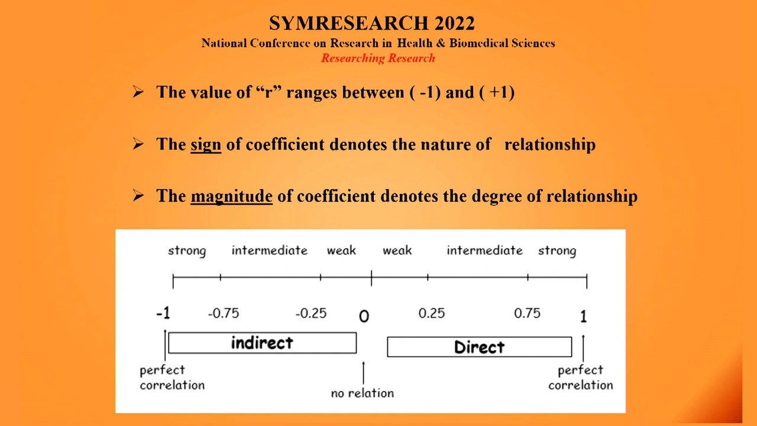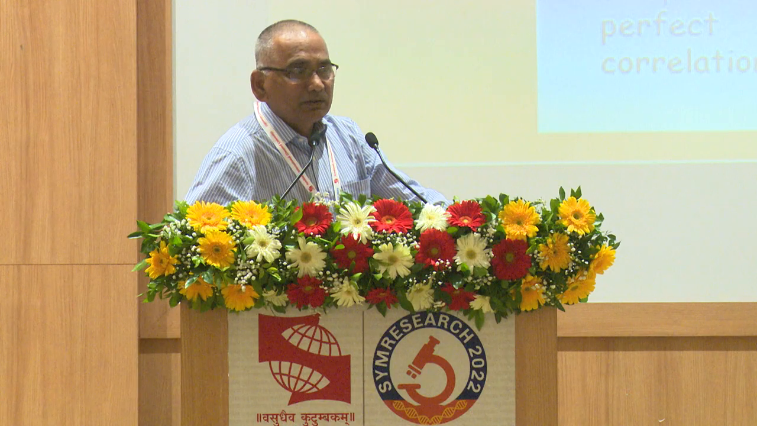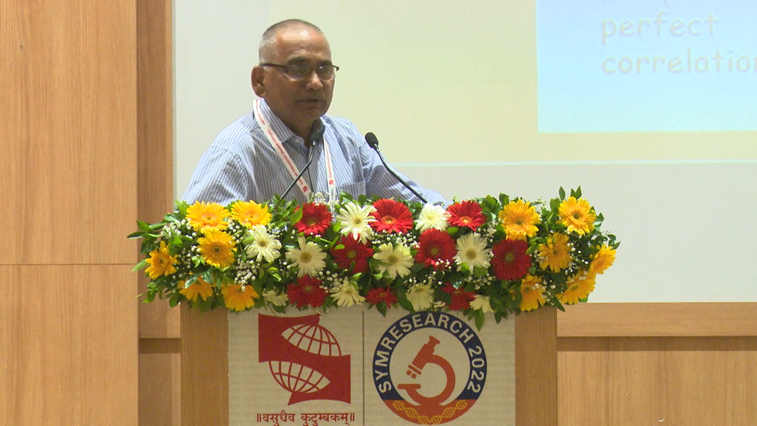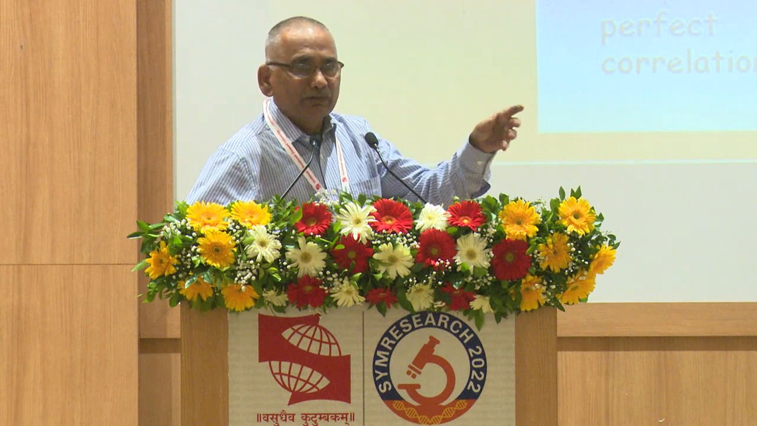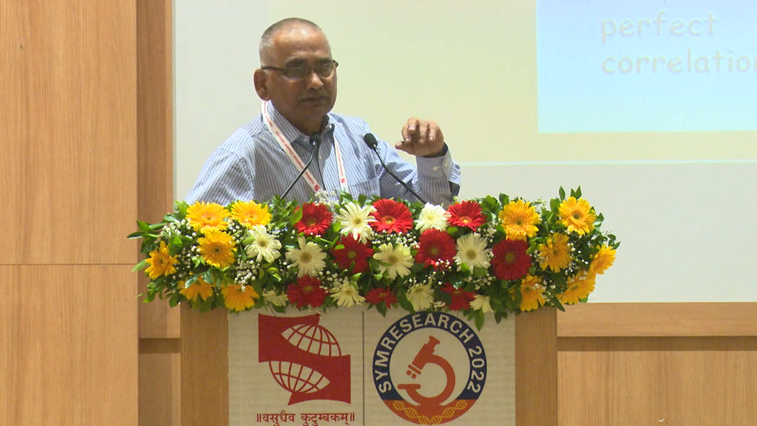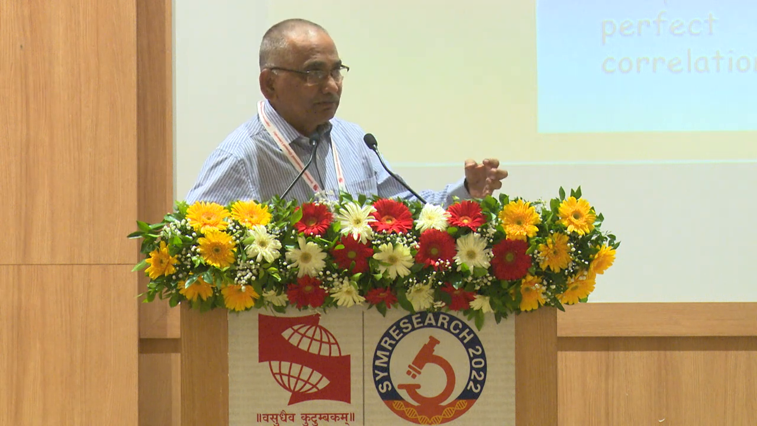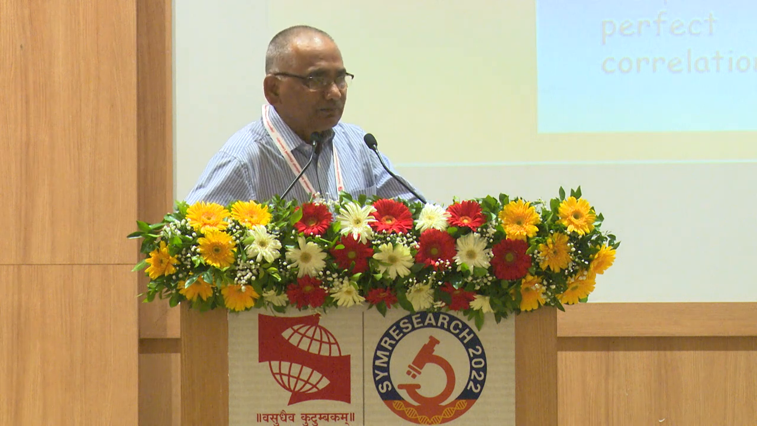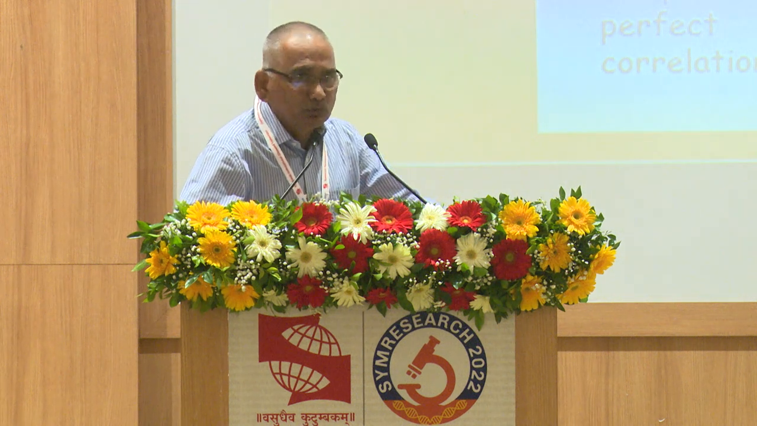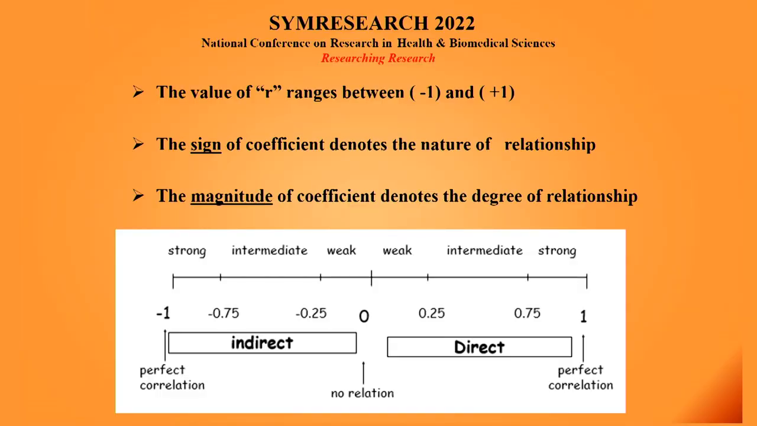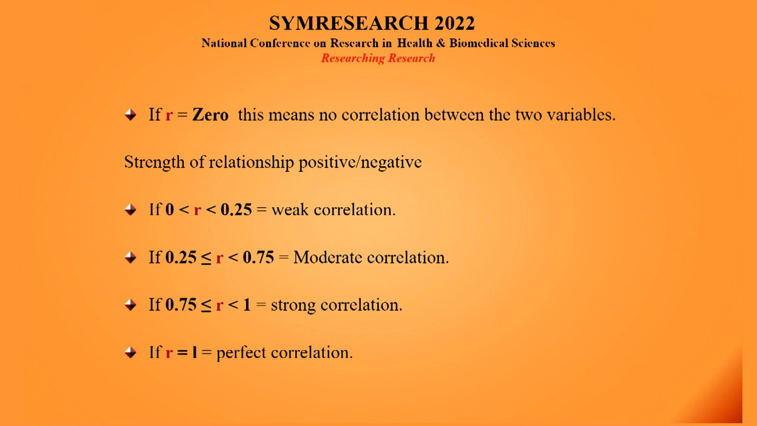The correlation coefficient is a vector quantity. It has a sign and it has a number. The sign tells you the direction of the relationship, and the number tells you the strength of the relationship. So if between x and y you have 0.7, and between x and z you have minus 0.7, the strength is the same, but the direction is not the same. So you have to look at both the sign as well as the number. And some people have categorized this.